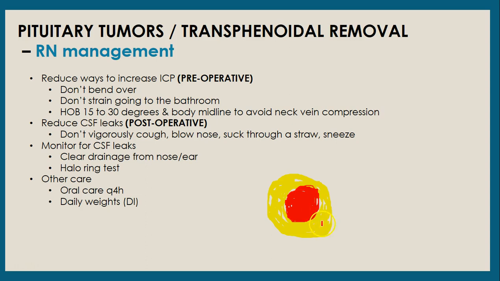And what substance this is and why it's slightly discolored is because in cerebral spinal fluid there is glucose, and so this is actually glucose, and it's slightly stained. So this would be your halo ring test.